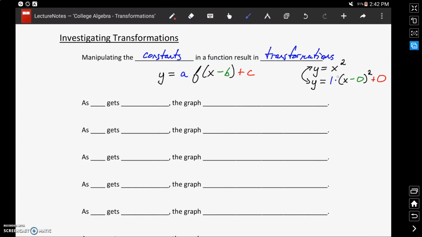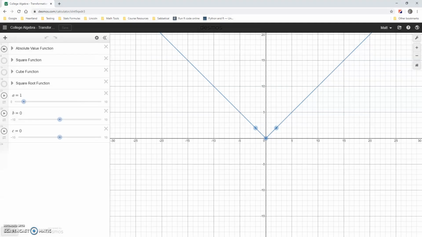So what we want to start to understand is what happens as this coefficient of 1 changes out front, the value that we're subtracting changes, the value that we're adding at the end changes. How does that impact the graph that we're considering? To do that, we're going to look at a tool that will allow us to manipulate those different constants, a, b, and c, which we have here attached to some sliders.